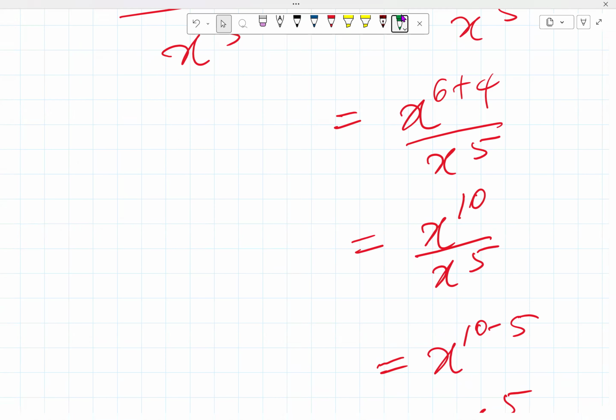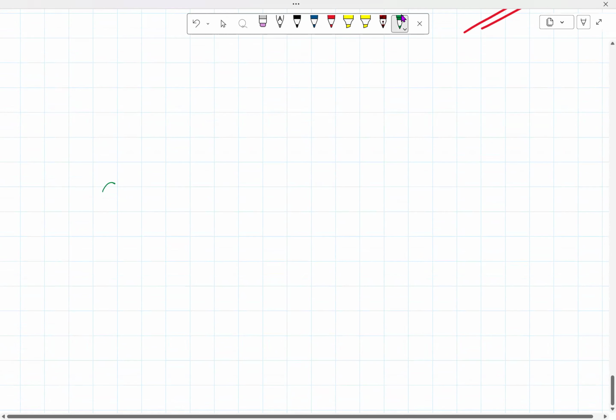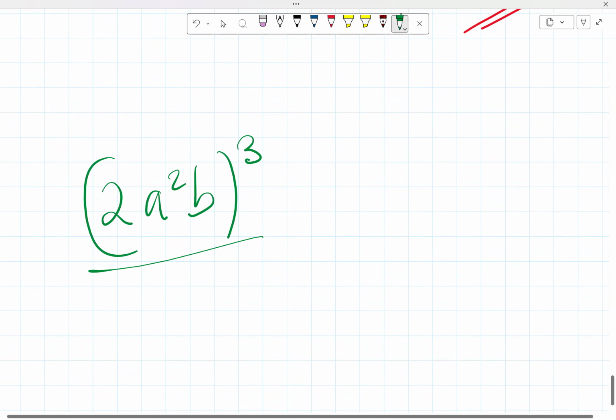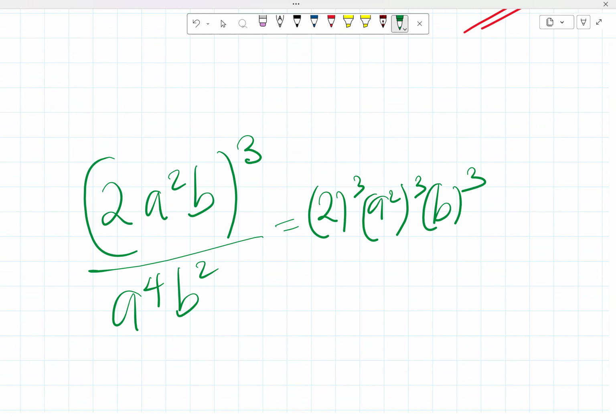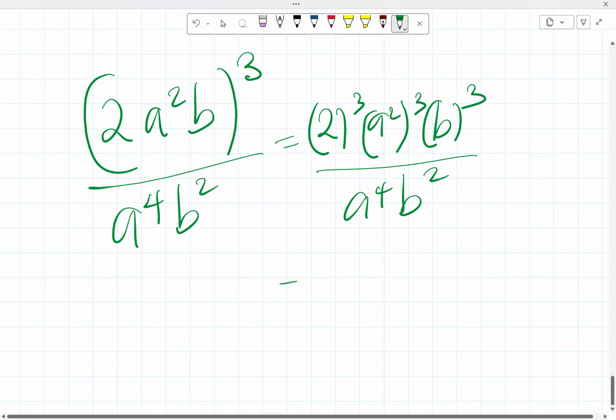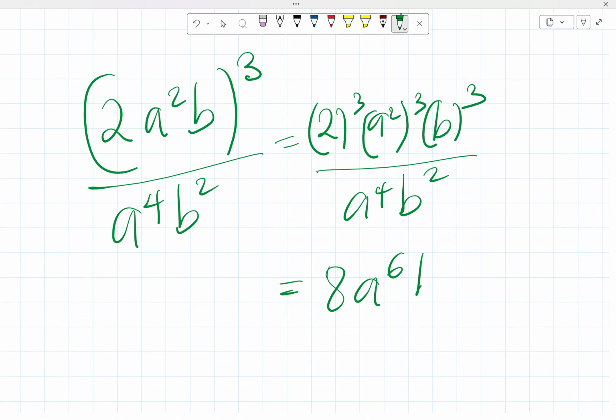Here now we have (2a squared b) all raised to power 3 all over a raised to power 4 b raised to power 2. Of course, this simply means you can have 2 raised to power 3, a squared raised to power 3, and b raised to power 3, all over a raised to power 4 b raised to power 2. And 2 raised to power 3 is 8. Then we have a squared raised to power 3, that's a raised to power 6 if you multiply, and this is b raised to power 3 all over a raised to power 4 b raised to power 2.